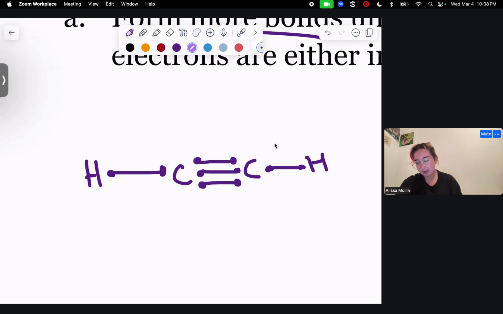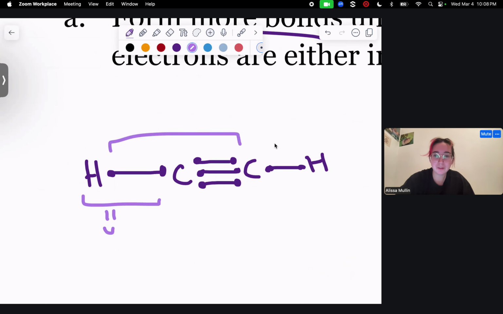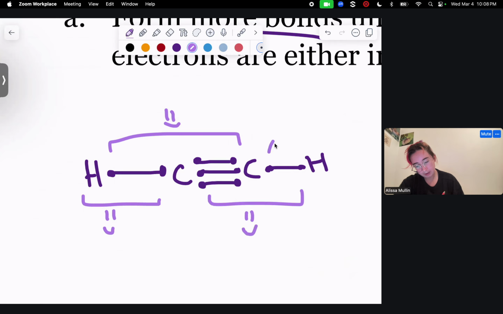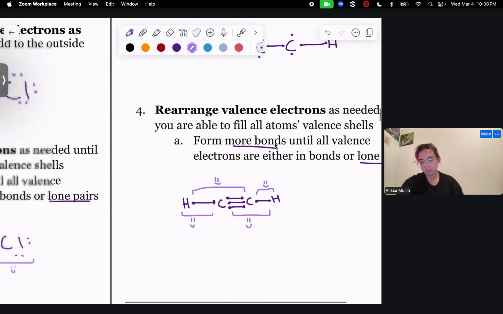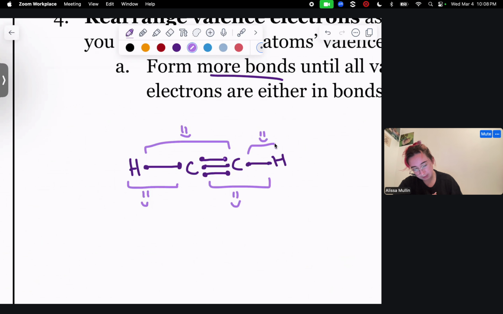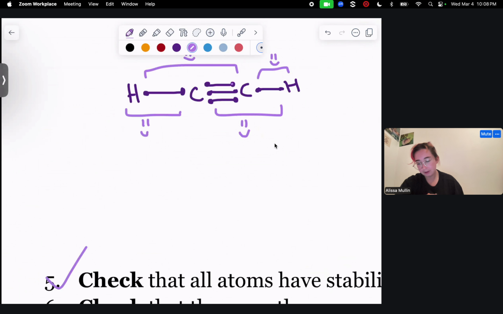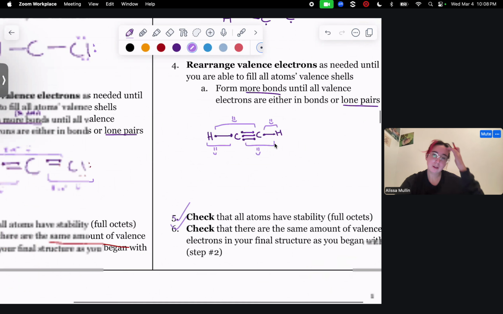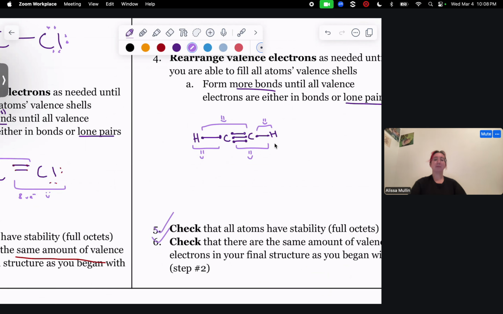And then let's do the little check here. This hydrogen has 2. This carbon, how many valence electrons does that have right now? 2, 4, 6, 8 with the 4 bonds. This one also 2, 4, 6, 8 with the 4 bonds. And then this one only has 1 bond, 2 electrons. That's good for hydrogen. So I'm checking that off. And then I can double check. I have 1, 2, 3, 4, 5, 6, 7, 8, 9, 10 electrons, which is what I started with. That follows the rules. Awesome.